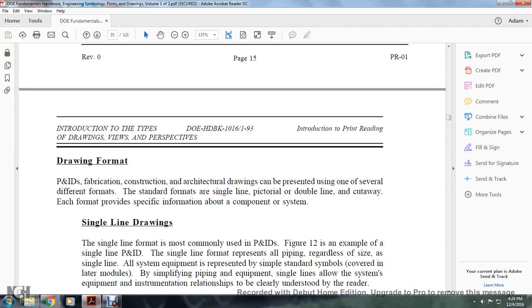Drawing formats. Piping and instrument drawings, fabrication, construction, and architectural drawings can be represented using several different formats, such as the symbol form, single line, pictorial, double line, or cutaway. Each format provides specific information about the component or system.